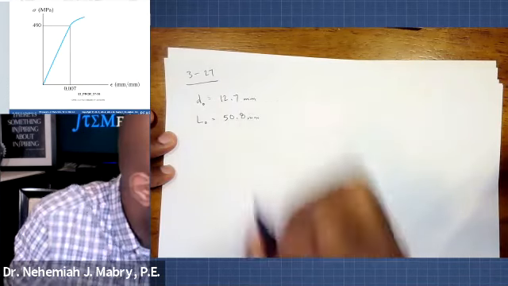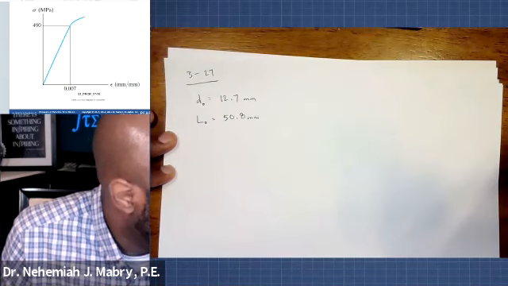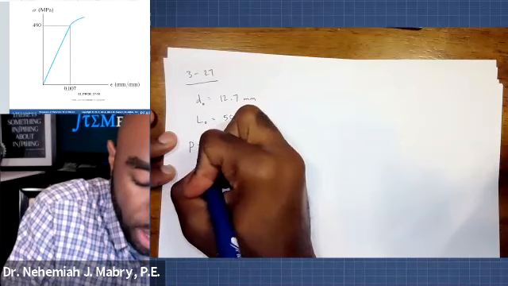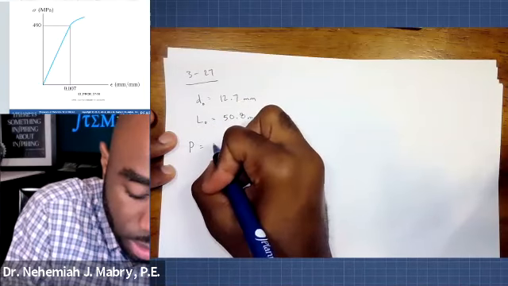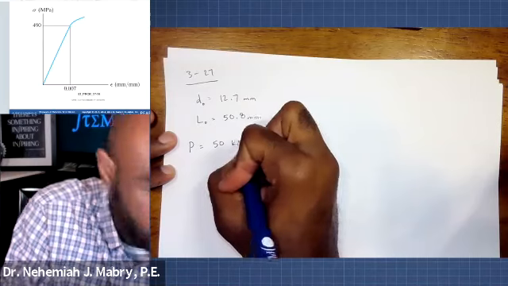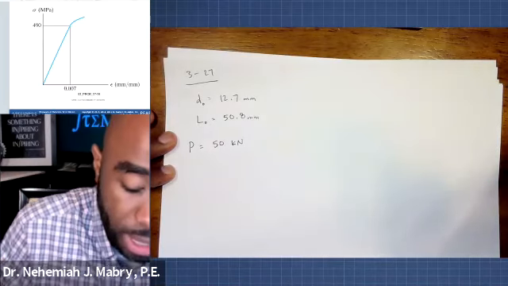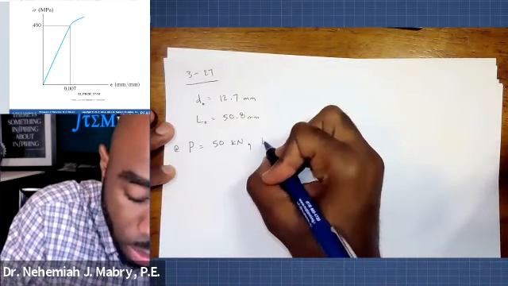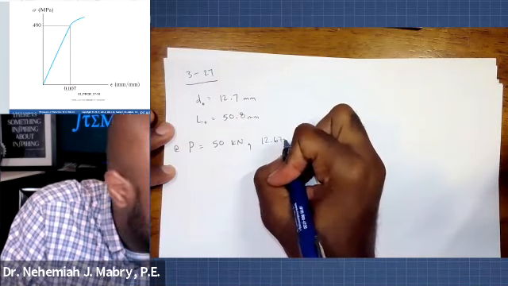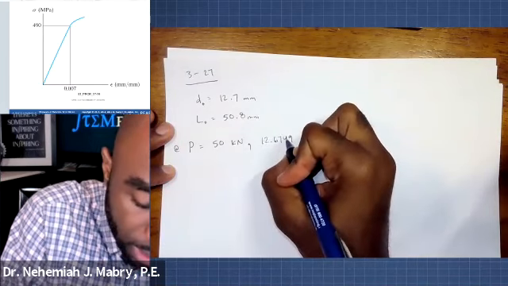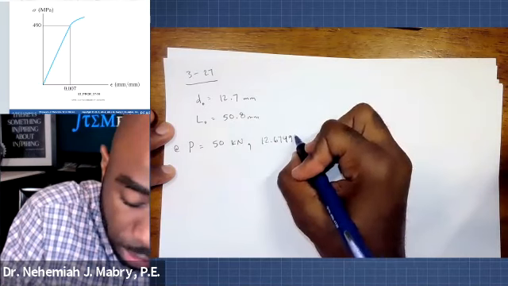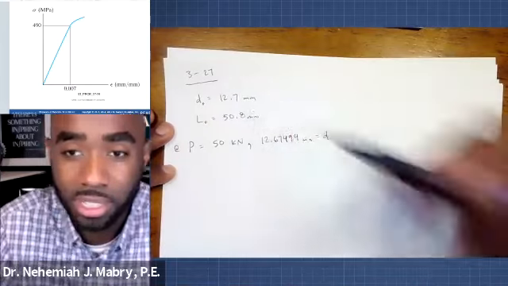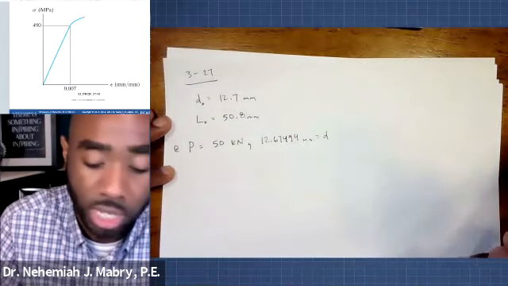When the applied load on the specimen is 50 kilonewtons, so they gave us an applied load of 50 kilonewtons. This is a force. This is not a stress. So 50 kilonewtons. The diameter then becomes, so at 50 kilonewtons, the diameter then becomes 12.67494 millimeters. That's the diameter at this stress. So it's slightly less than the initial diameter. Determine Poisson's ratio for the material.